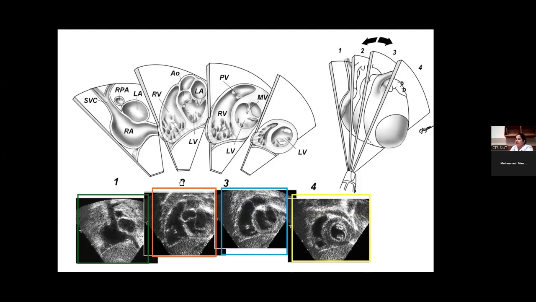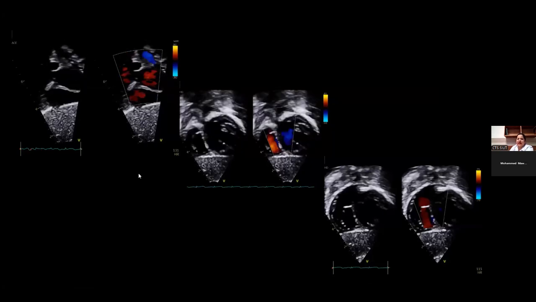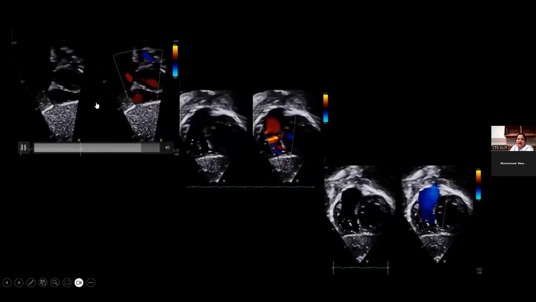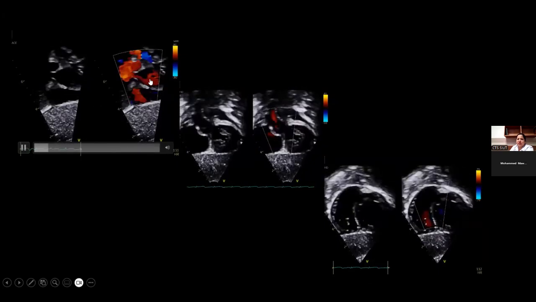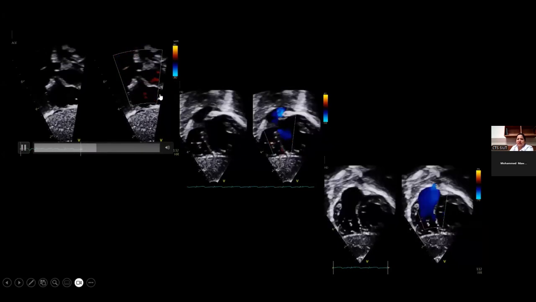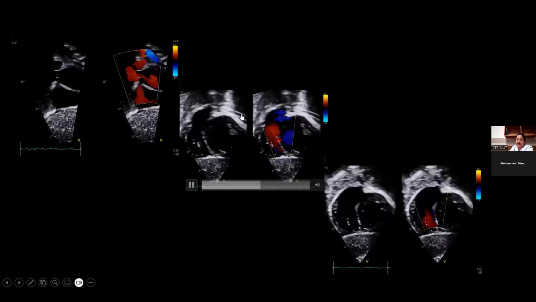Similarly, through the subcostal view, you can make the long axis view as well, and you appreciate the interatrial septum. So these are the subcostal views. This is the atria and the pulmonary vein which is draining into the left atrium. This is the interatrial septum. If you know this is the interatrial septum, then you can identify the problems accordingly.